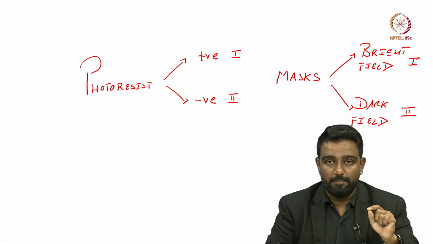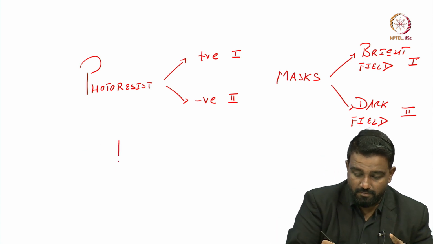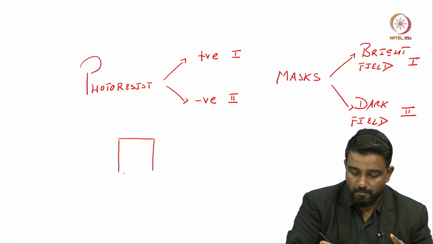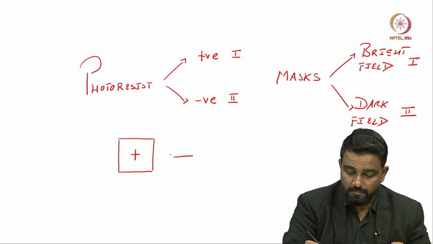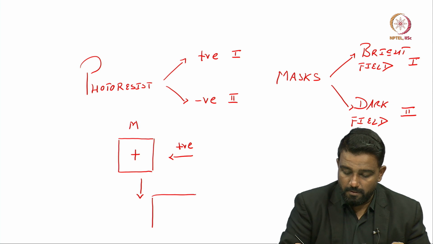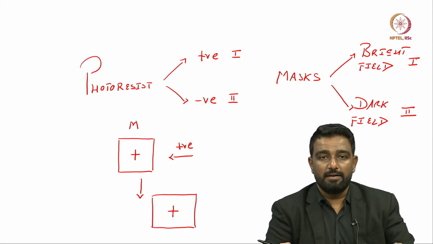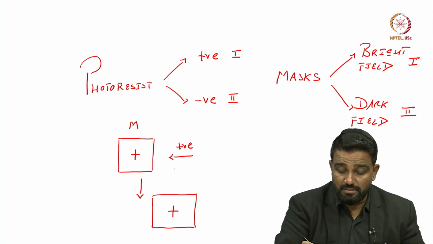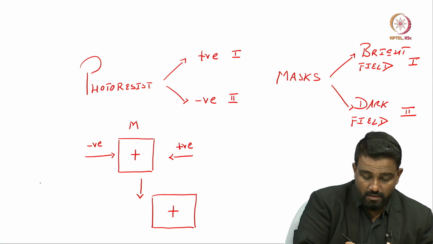Now let us understand the properties of this photoresist. Let us say this is the mask, and let us draw a plus. If I use a positive photoresist, then what I will have is the same pattern that was there on the mask. But if I use negative photoresist, then what will I have?